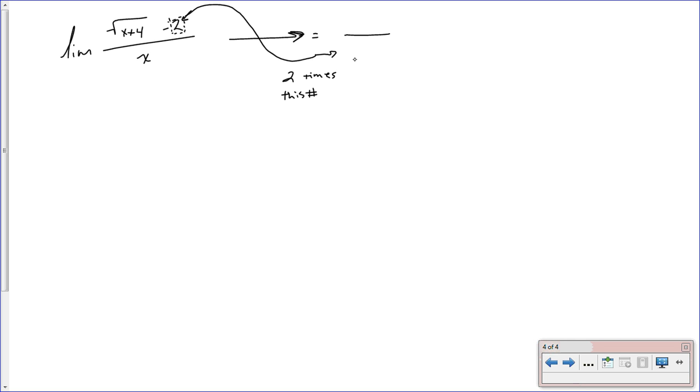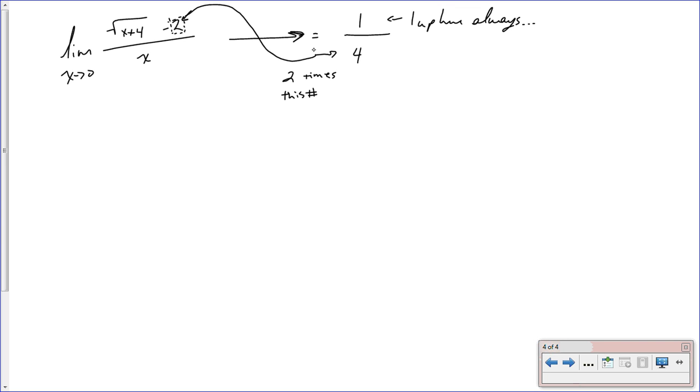So 2 times 2 is 4. And you're always going to have a 1 up top, always. You're always going to have a 1 up here, and the bottom will be 2 times this number. In this case, we're doing x approaches 0. So you're always going to have 2 times this number in the denominator.